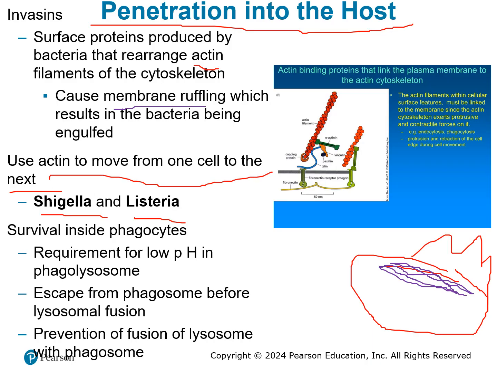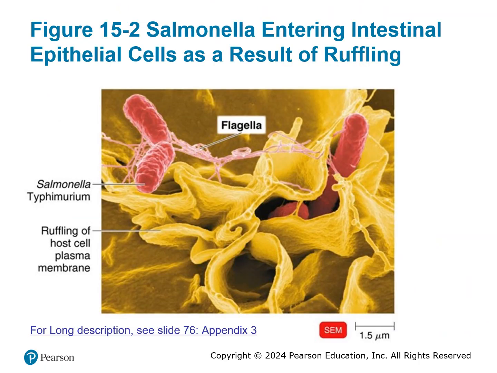All right, they can also survive inside the phagocytes. So there's a low pH. They can survive in the low pH. Then another thing they can do is escape from the phagosome before it actually fuses with the lysosome. Remember, just think of Lysol. The lysosomes are going to clean up. They have acid and enzymes to kill the bacteria. So next thing they can do is prevent the fusion of the lysosome with the phagosome.